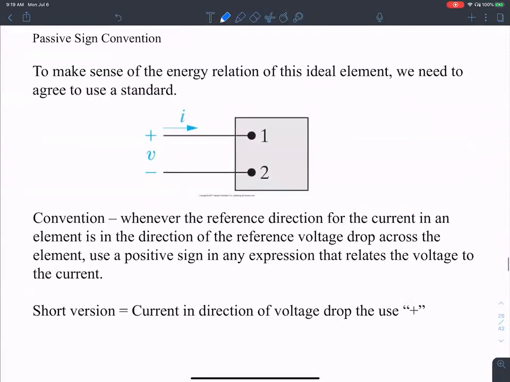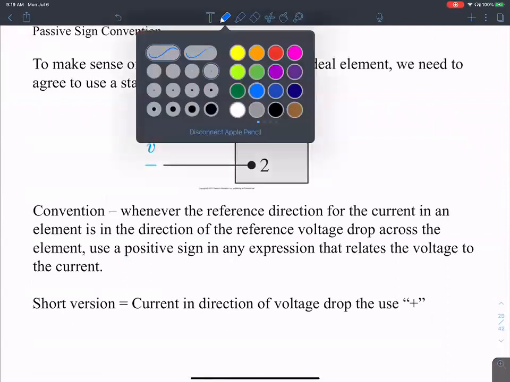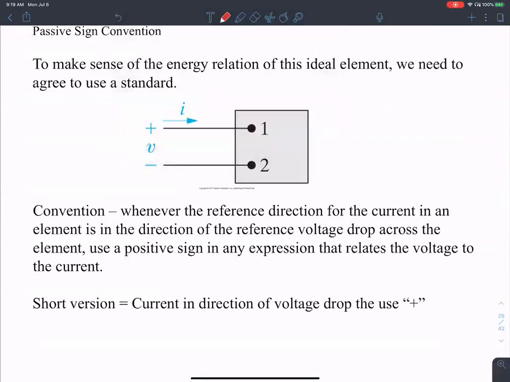Now, I'm going to present to you a standard. Like I mentioned earlier, this course is all about giving you a set of tools. So here we go. The first set of tools is called the passive sign convention.